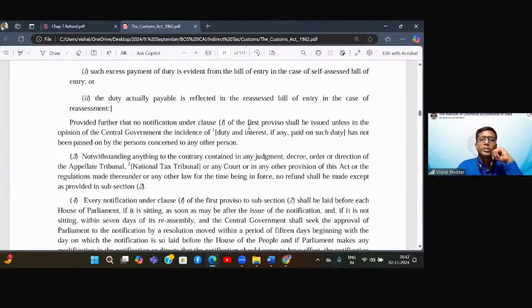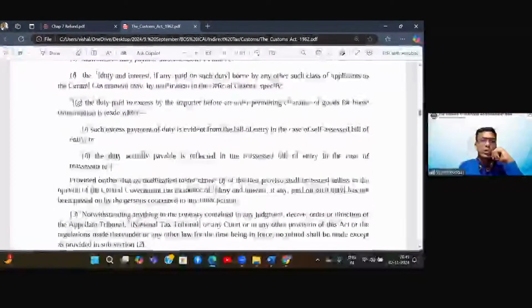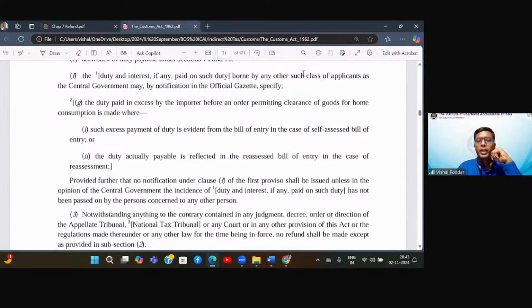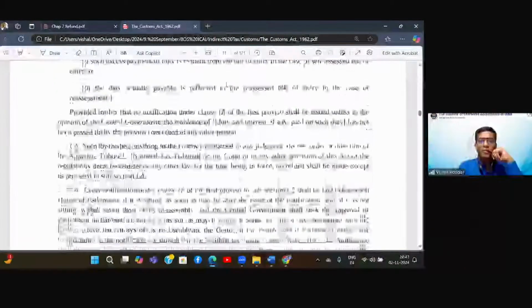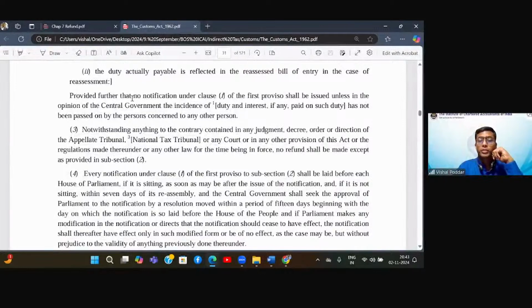Provided further that no notification under clause F of the first proviso shall be issued unless, in the opinion of the Central Government, the incidence of duty, etc., has not been passed on by the person concerned. So we are talking about this clause where the government can notify a class of applicants who will be granted refund. For this, they have put this restriction in the form of a condition. What is that? No notification under this clause shall be issued unless, in the opinion of the government, the incidence of duty has not been passed on. So only where the government is satisfied, like in the case of ISRO or railways or any other government department, they do not pass on the duty incidence because they are using the goods themselves, maybe for government or for public benefit. They will put these names in the notification and they will always get refund.